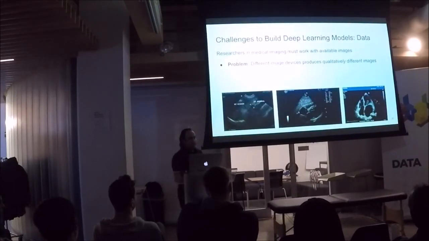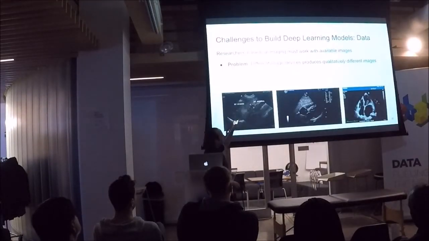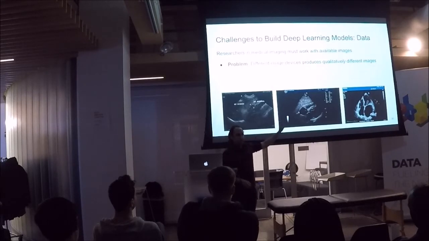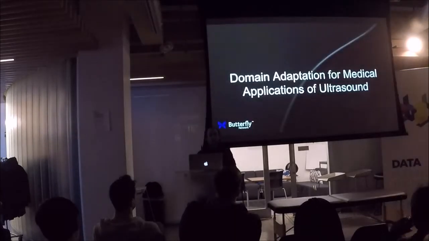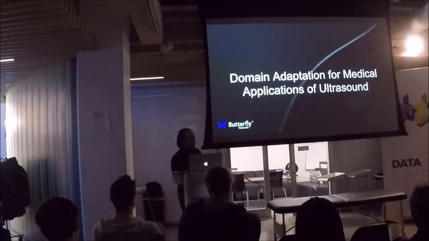And as you can see, each one of these devices produces images that are just qualitatively different. The challenge here is that we need to be able to train a model on these images that look very different, but we need them to work not on the Philips device or GE device, but rather on Butterfly images, which necessitates the use of domain adaptation.